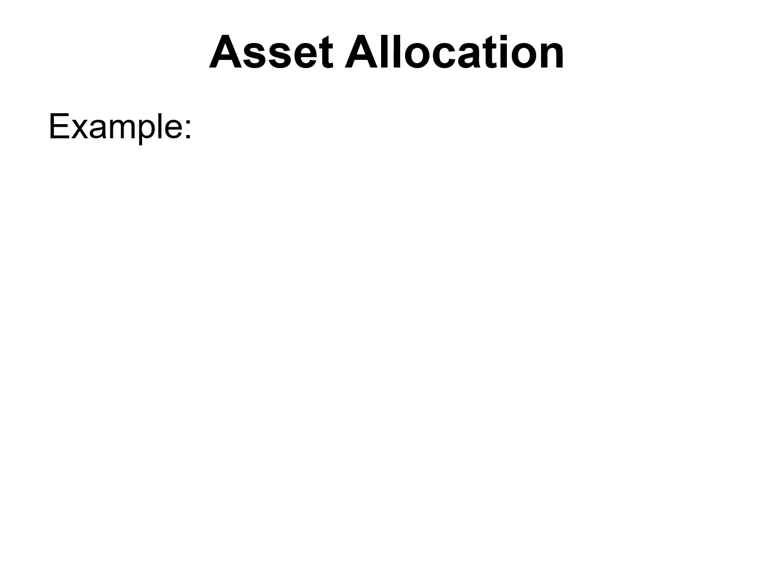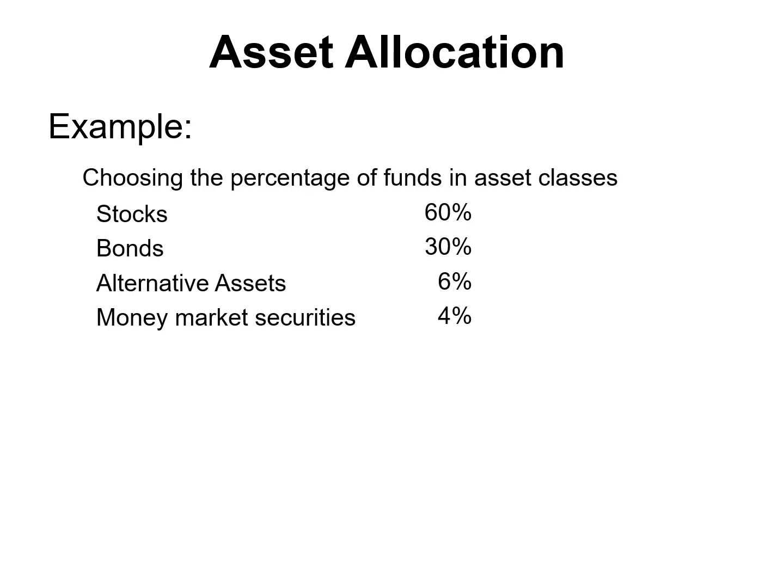Specifically, asset allocation involves strategically deciding the proportion of a portfolio's funds to be invested across various asset classes. For example, a basic allocation could look something like 60% in stocks, 30% in bonds, 6% in alternative assets, and 4% in money market or cash securities. This allocation reflects a strategic approach tailored to meet specific investment goals and risk tolerance.